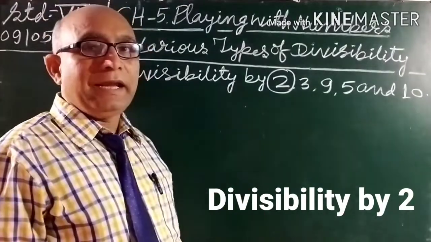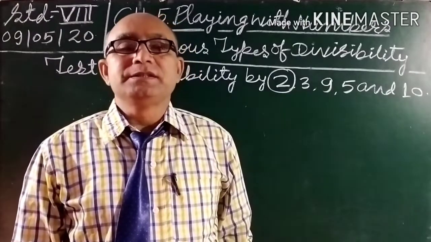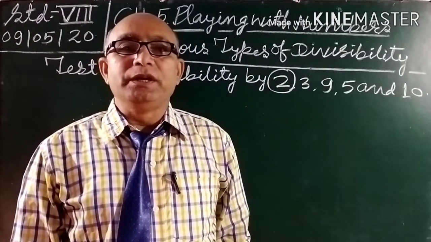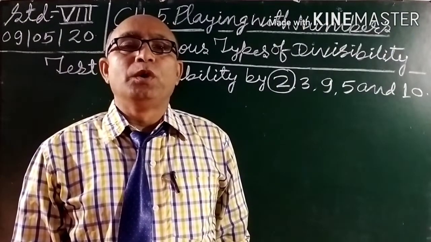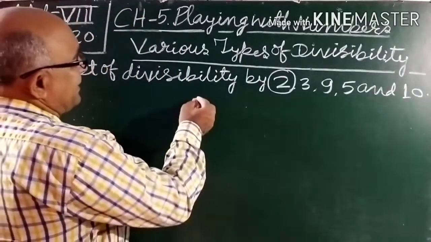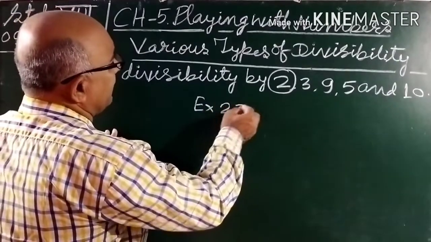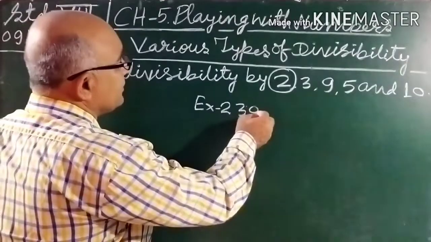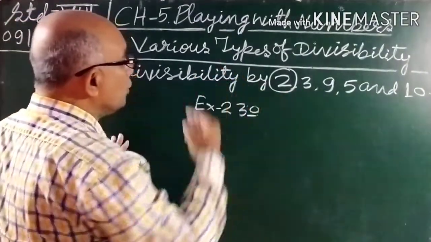Students, a given number is divisible by 2 if its unit digit is 0, 2, 4, 6 or 8. Example: 230. Its unit digit is 0. So it is exactly divisible by 2.